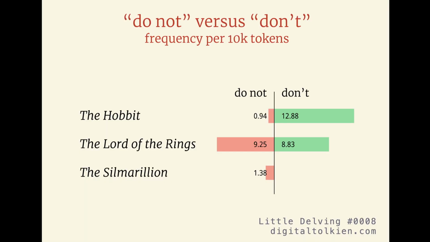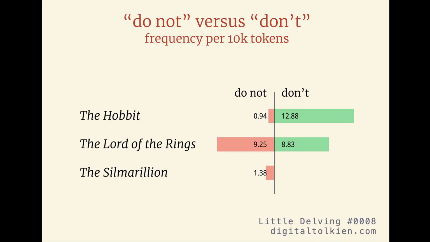But coming back to this, obviously one of the main things that this conveys is that The Hobbit contracts do not to don't much more often. The Silmarillion, in fact, never contracts do not to don't. And Lord of the Rings, it's almost 50-50. In fact, if you just look within direct speech, it is almost exactly 50-50.